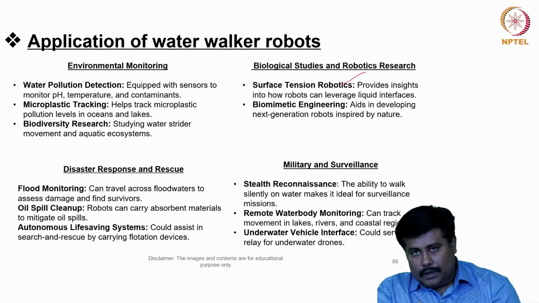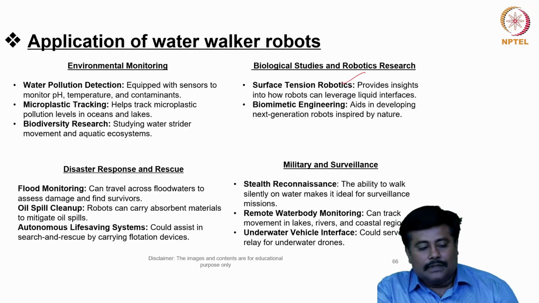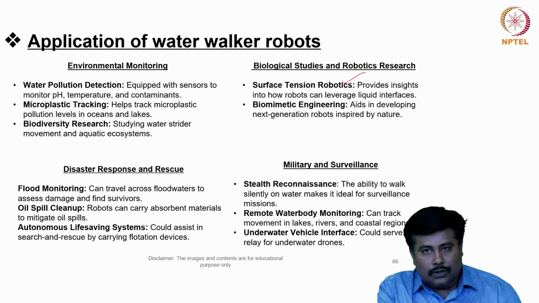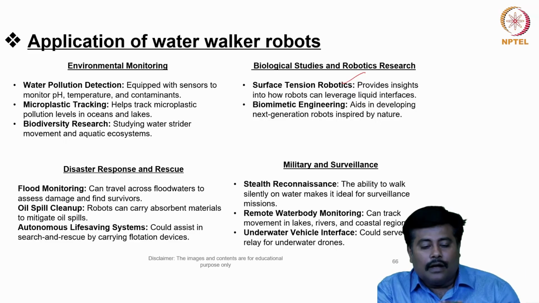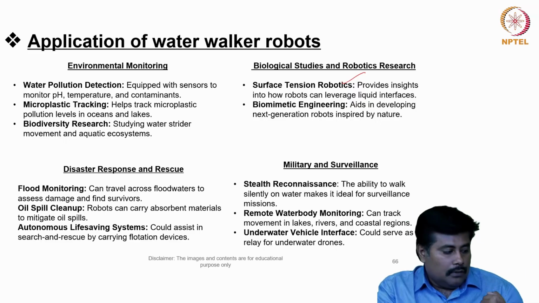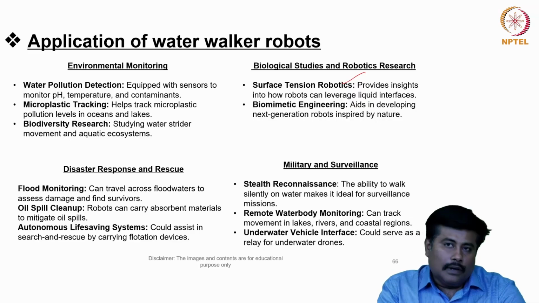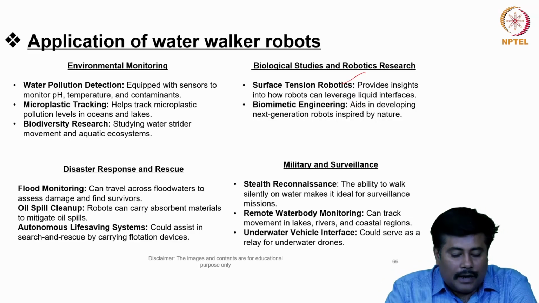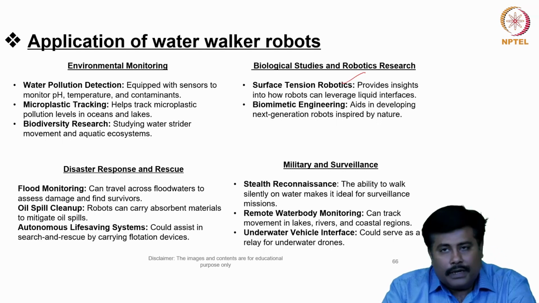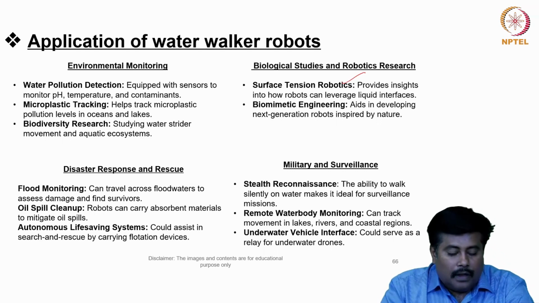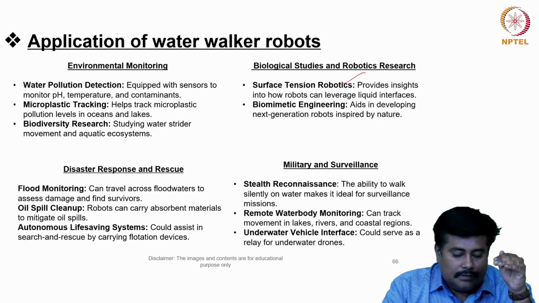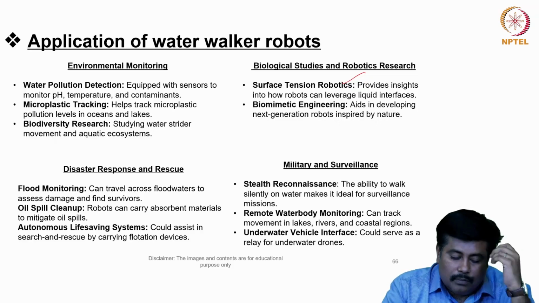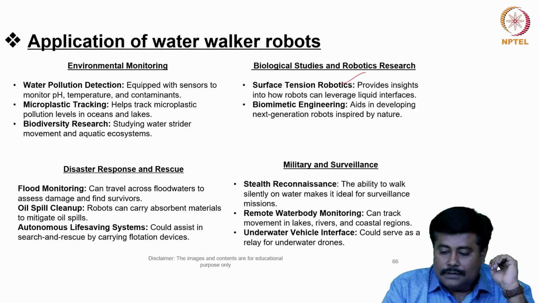It also has potential applications in disaster response and rescue, such as flood monitoring, where it can travel across flood waters to assess the damage and find survivors. Oil spill cleanup: these robots can carry absorbent material to mitigate oil spills. Autonomous life-saving systems: it could assist in search and rescue by carrying floating devices.